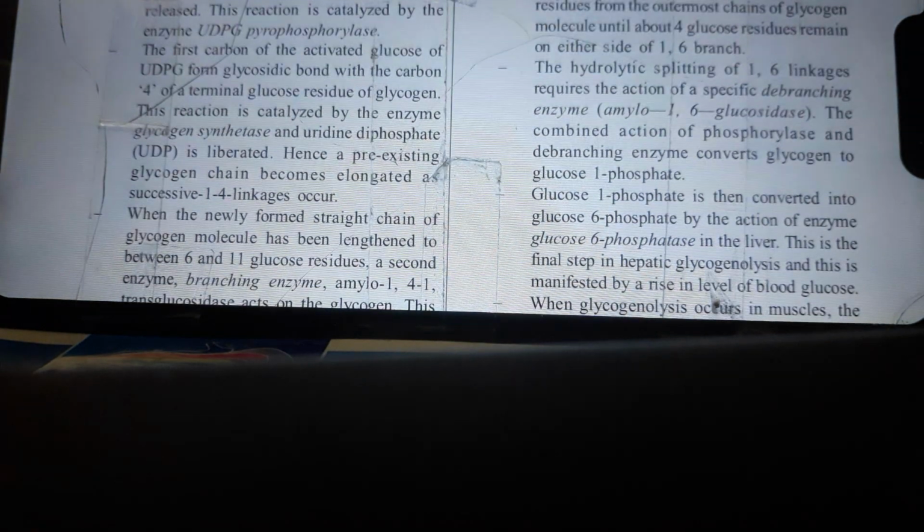Glycogenolysis occurs in the following way. The breakdown of glycogen is initiated by the action of the enzyme phosphorylase. In the presence of inorganic phosphate, the enzyme catalyzes the removal of 1,4-glycosyl residues from the outermost chains of the glycogen molecule until about 4 glucose residues remain on either side of a 1,6 branch.